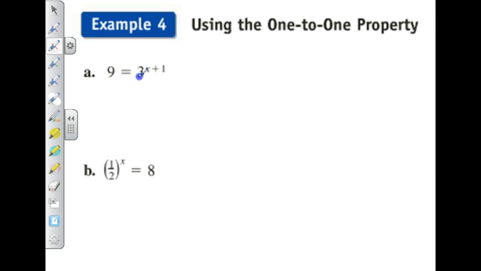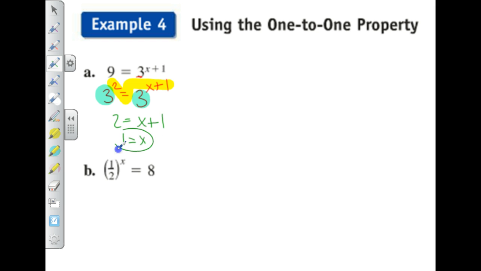Again, the like base here, I choose a prime base, 3, so this is 3 squared. So I'm going to set 2 equal to x plus 1 because the bases are equal. So I'm going to set the exponents equal. So 2 is equal to x plus 1, therefore x equals 1.